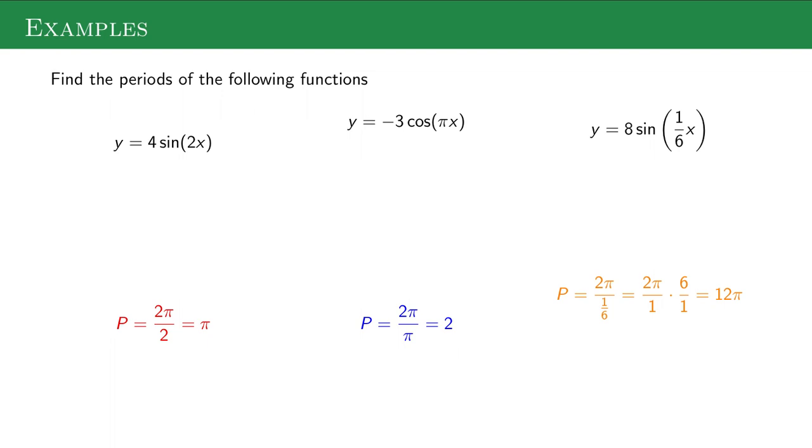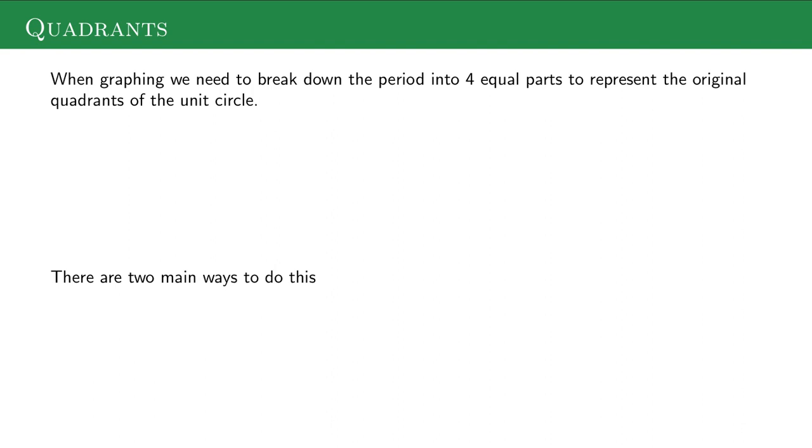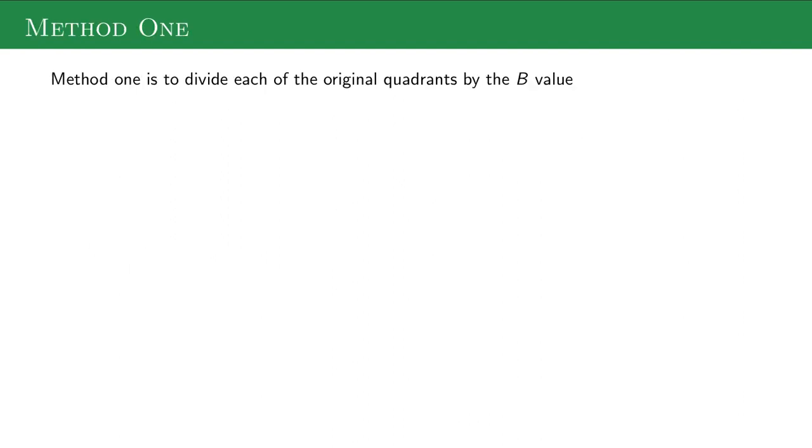We're going to graph it. We want to break our period up into the 4 equal parts that are going to represent the original quadrants of the unit circle. And there's kind of 2 main ways to do this. The first way is just do each quadrant individually. So our original full circle, if we had this equation, our original full circle is 2 pi. We divide that by 2, our full period's pi.